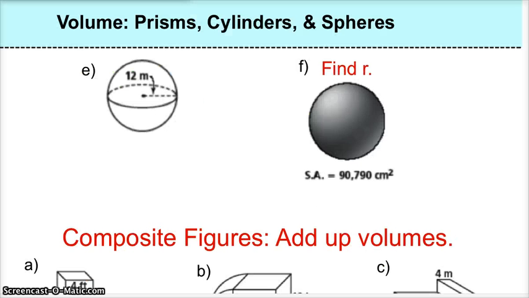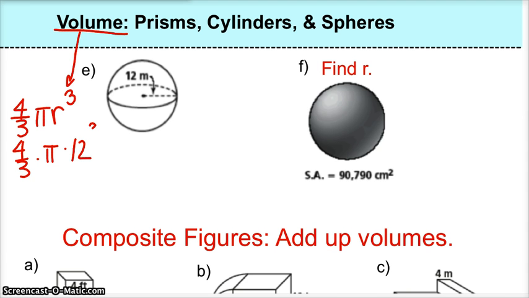Spheres. Spheres is just a matter of plugging in the formula as well. 4/3 pi r, just be careful, it is to the third power. I kind of think volume, cubic, so here it's goofy. 4/3 times pi times 12 to the third.